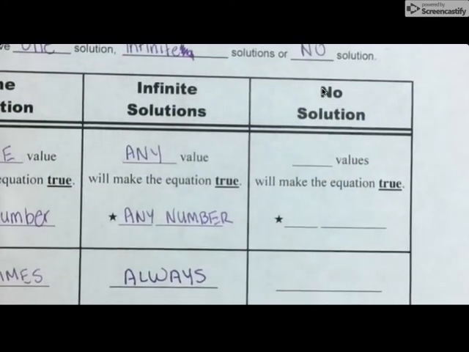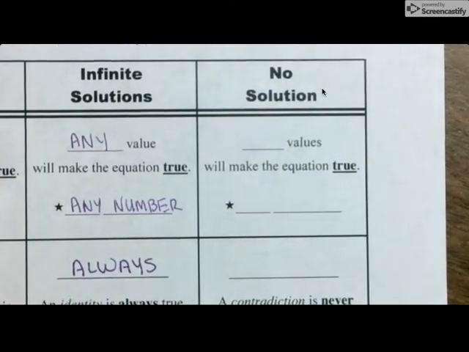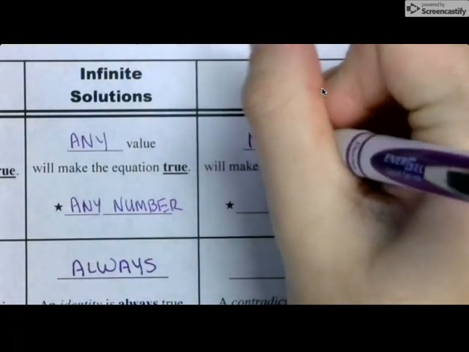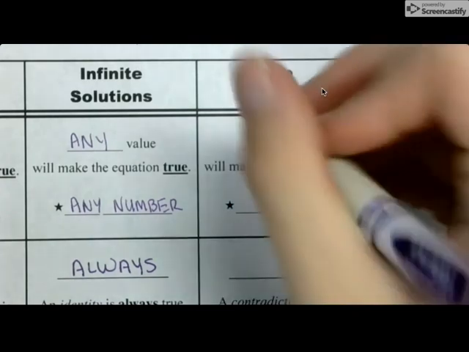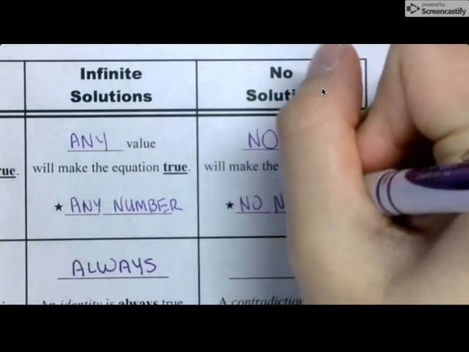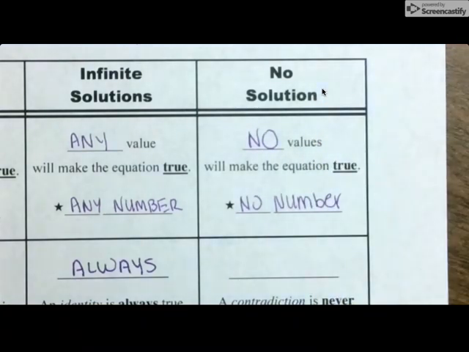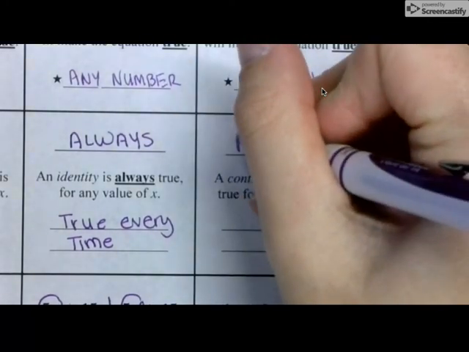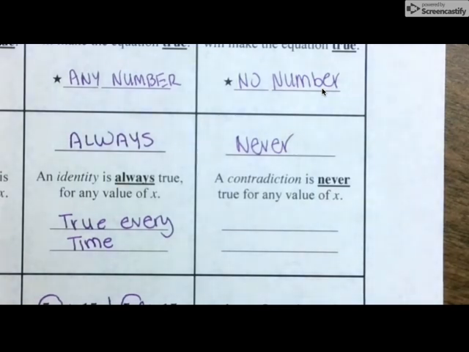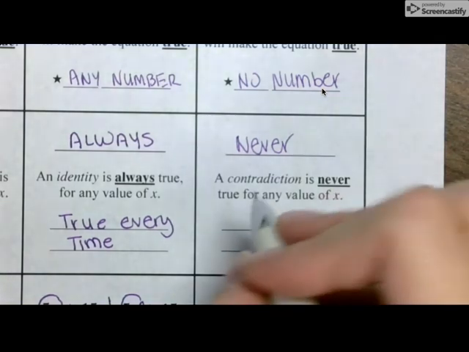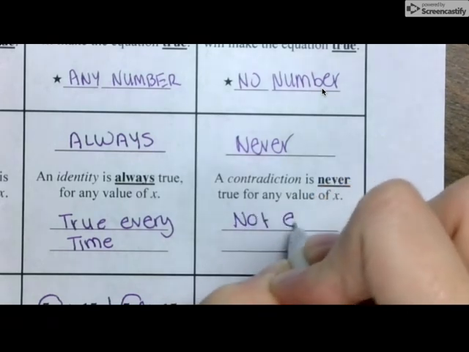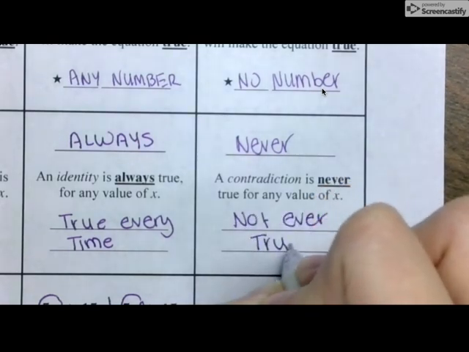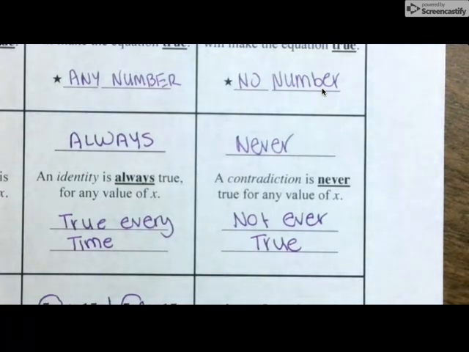Okay, now the last one, this was sometimes, always, and now we have one more left. So no solution. No solution is going to be no values will make the equation true. That means that you cannot put any number in and make this equation work. Okay? So here we are going to put never. A contradiction is never true for any value of x, and this is going to be not ever true. No matter what I do, it's not going to work, and that's okay.